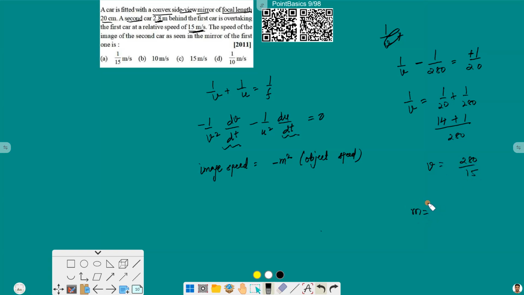Now magnification will be minus of v by u. So 280 by 15 divided by u, that is also 280, so this will be minus 1 by 15. Now substituting it here, we will get negative of 1 by 15 square into the object speed, that is 15, or this is negative 1 by 15. So the negative sign as it is, and we will get 1 by 15 meter per second as the answer. So that is option C. Sorry, not C. Option A for us. So option A is the right one here.